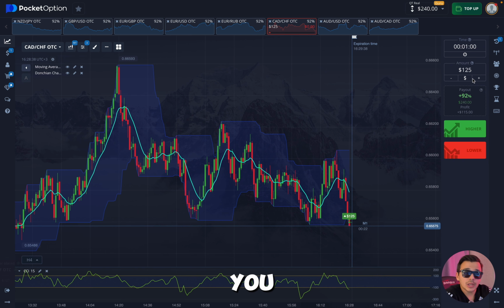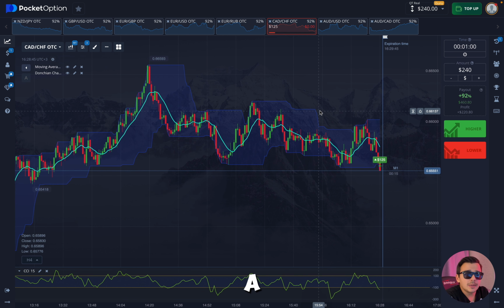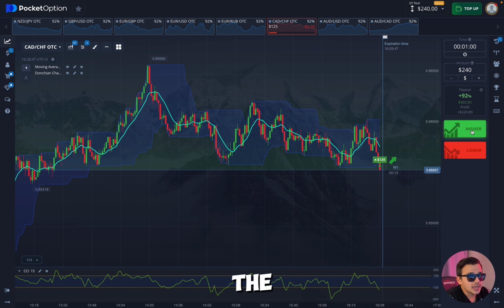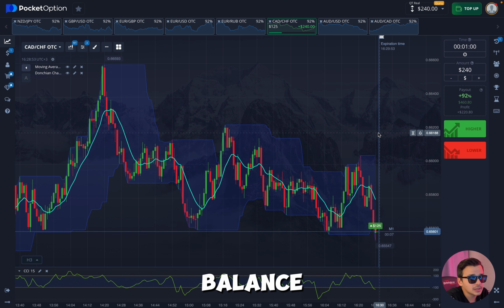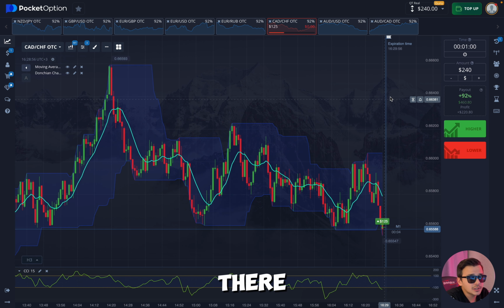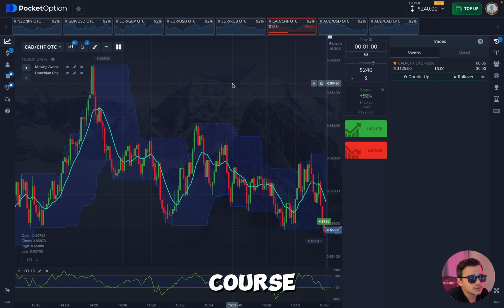And this is where you can try to open the trade on the upside. There is a good touch point. Okay, there was a breakdown. The exit is happening. If anything, I will immediately open a second trade for the full amount of my balance, if there is a strong exit down. Still unclear, of course.